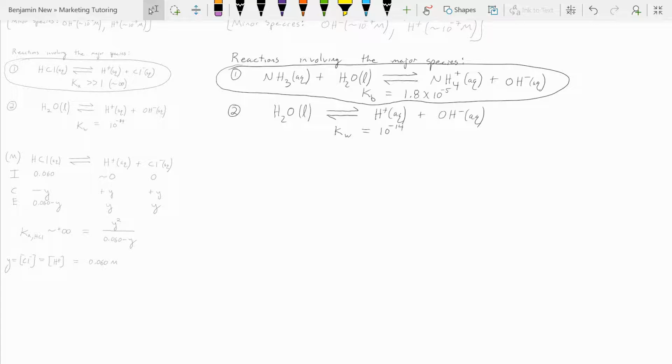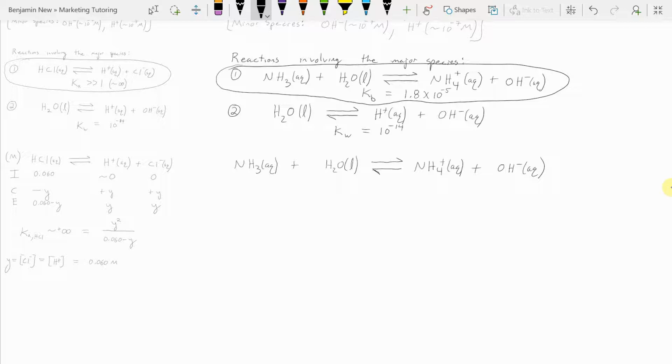execute that. We are going to write the reaction that we have, similar to on the left. So we have ammonia, aqueous, plus water, liquid, is going to equilibrate with the ammonium ion plus the hydroxyl ion. And we already know the Kb. I'm not going to write that again.